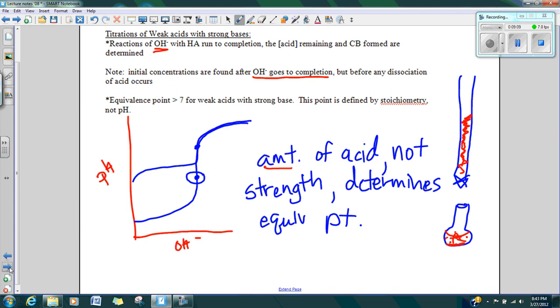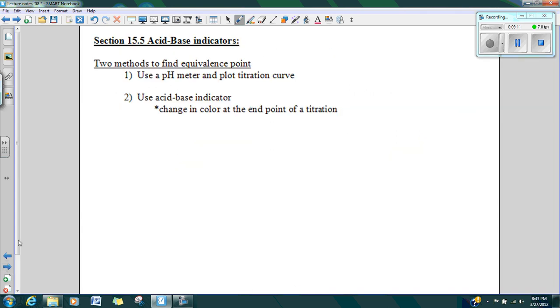There's one more little section that we're going to cover today, and this is on acid-base indicators. So we have two methods for finding an equivalence point, for finding those curves that we just talked about: using a pH meter and plotting the titration curve. Later in the year, you will be doing a lab with that. It'll be one of your final labs, and we will be calibrating our pH meter to plot our titration curves. And then the other thing is the acid-base indicator, and you already did that with the last lab that you turned in.